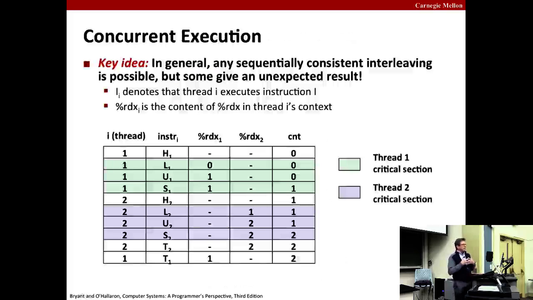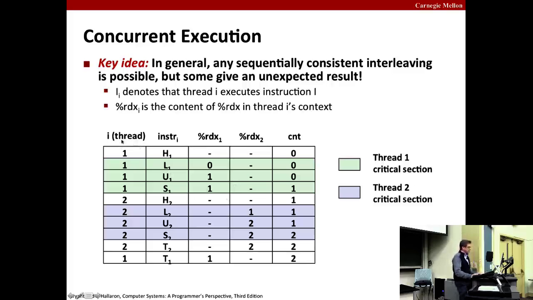Now, let's look at how these two threads might be executed. And remember, in general, we can't assume that there's any specific interleaving. So any interleaving of these two threads is possible, no matter how remote it might seem. So let's look at one example. Let's say we're executing on a single core, so we're only going to do one instruction at a time.